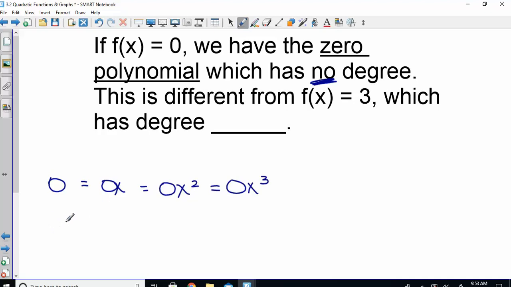But if I have something like f of x equals 3, is 3 the same thing as 3x? No. What power would I have to put on that x to make it go away? 0. Anything to the 0 power becomes a 1. So if it's just a number other than 0, that's degree 0. Degree is like saying how many variables are there. If you have a 3, there are 0 x's with that.